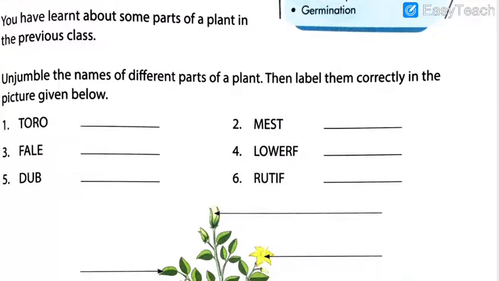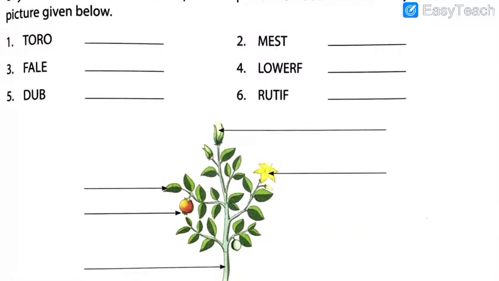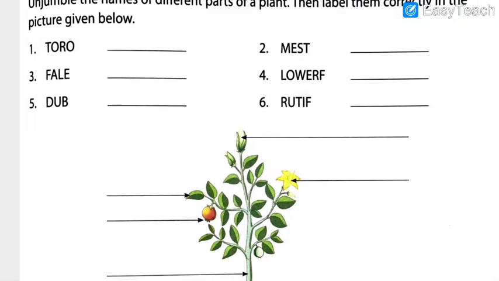Now we have to unjumble the names of the different parts of the plant, then label them correctly in the picture given below. We already did this while I was explaining this chapter for the first time. So my dear students, we are not going to continue with this one. This is what you are going to do in the homework.